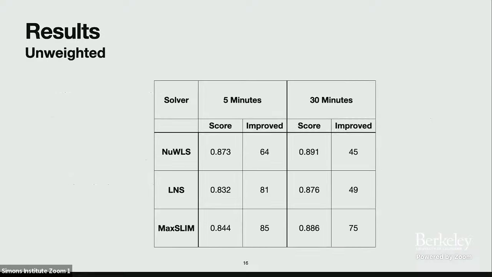This is the result for the unweighted instances. What you can see is that if you take the average score of all instances, then our implementation is a bit worse than the state-of-the-art solver, but it still beats LNS. But more interesting to me was that we can actually improve upon more instances. On the instances where NuWLS-c is better, it just scores way higher. So it's not clearly better, but there's a clear advantage on several instances.